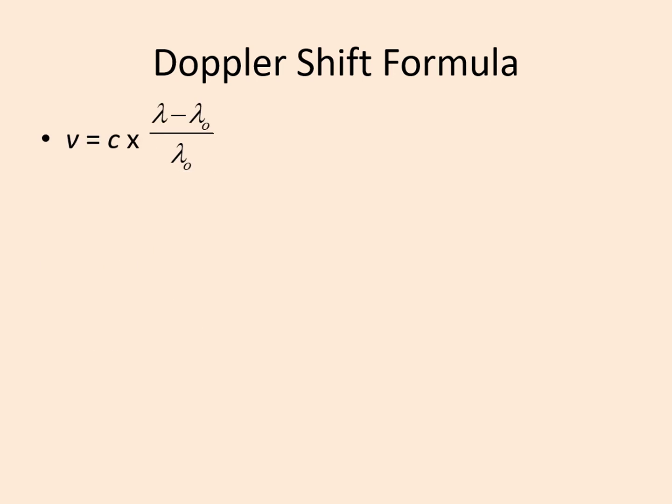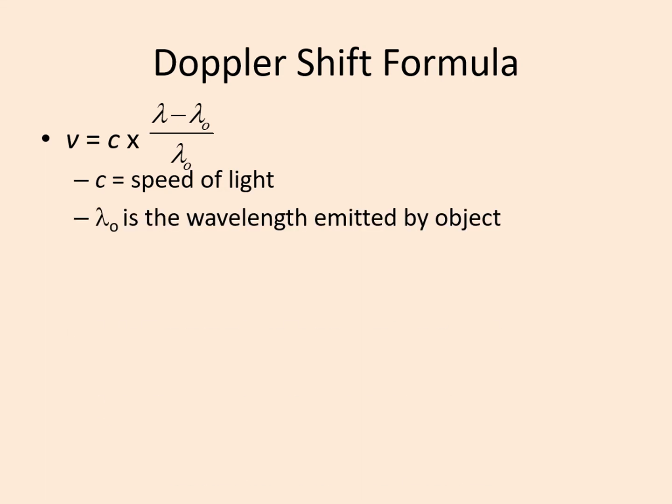Here's the formula used to calculate velocity v from the Doppler shift. c here is the speed of light. Remember that the Greek letter that looks like an upside-down Y is lambda, and it's used to represent the wavelength of light. Lambda naught, the lambda with a small zero subscript, is the wavelength of a spectral line emitted by an object at rest. This is called the rest wavelength.